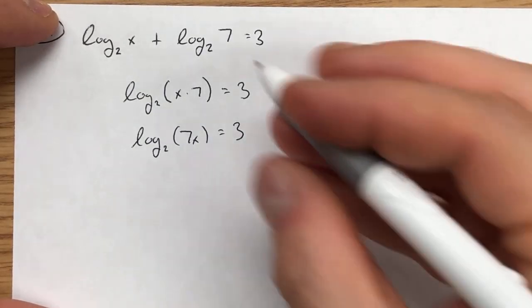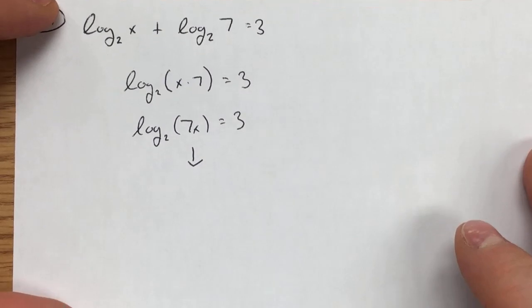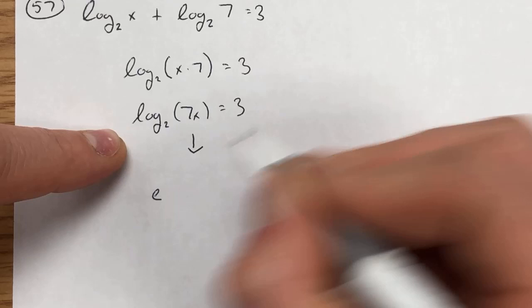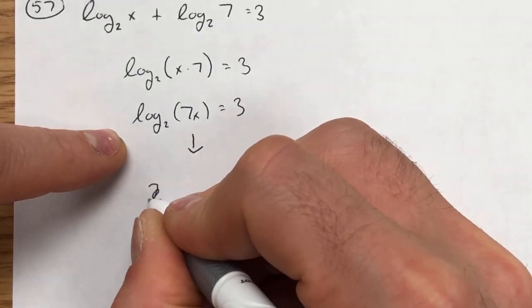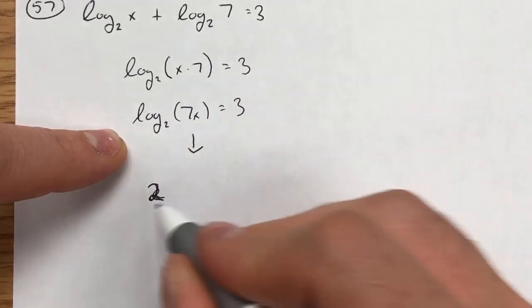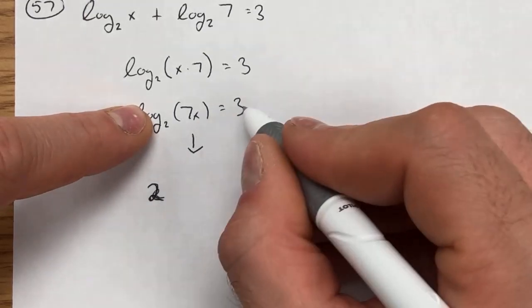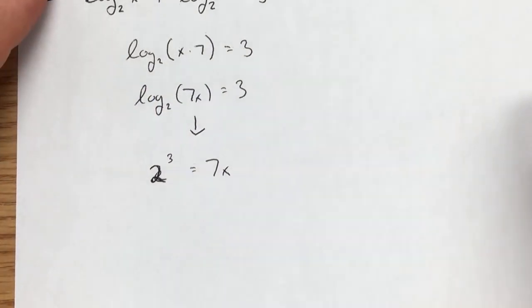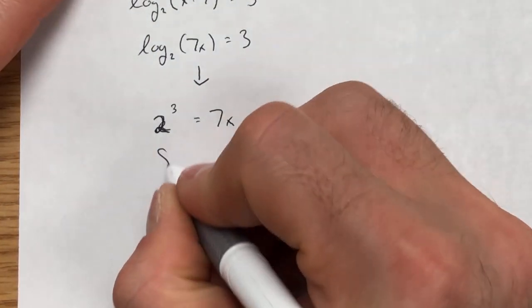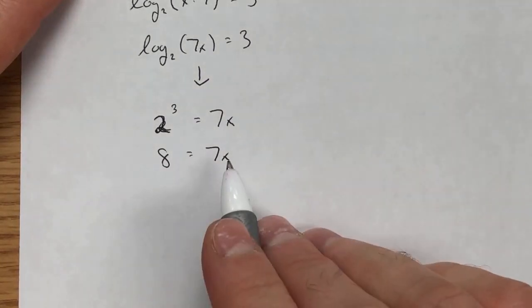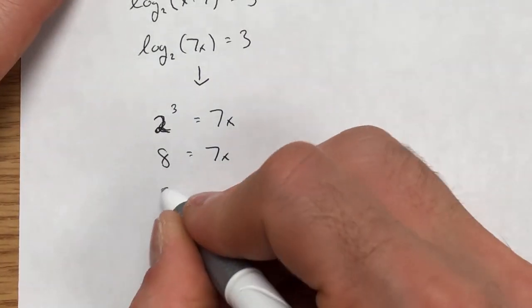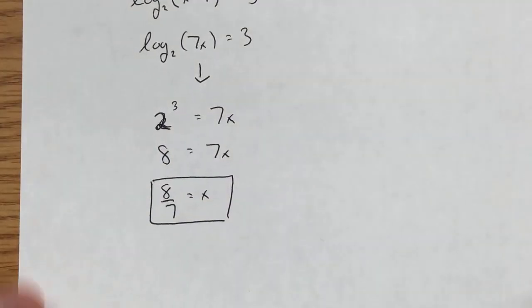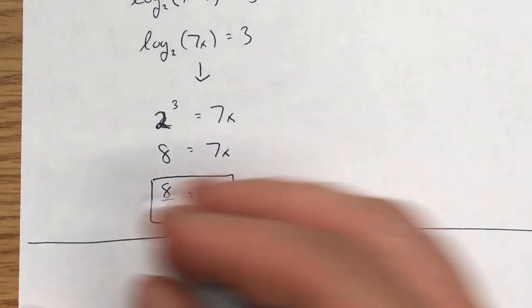Now, with this expression, I can rewrite this in exponential form. When I rewrite it in exponential form, I'm going to drop the base and swap. Not e, that's supposed to be a 2. So I have 2, I dropped the base, and I swap. So 2 to the 3 is equal to 7x. Now, this is much more friendly to solve. 2 to the third power we know is going to be 8, is 7x. And to solve for x, I'm just going to divide both sides by 7. So I have 8 sevenths is equal to x. And there we go. It's the end of number 57.